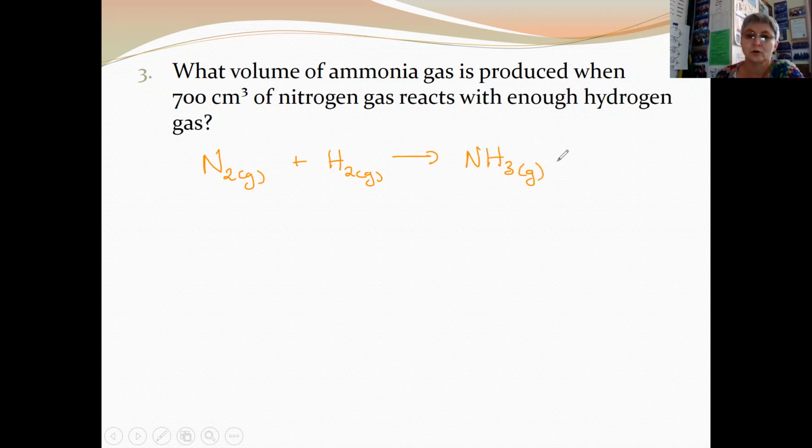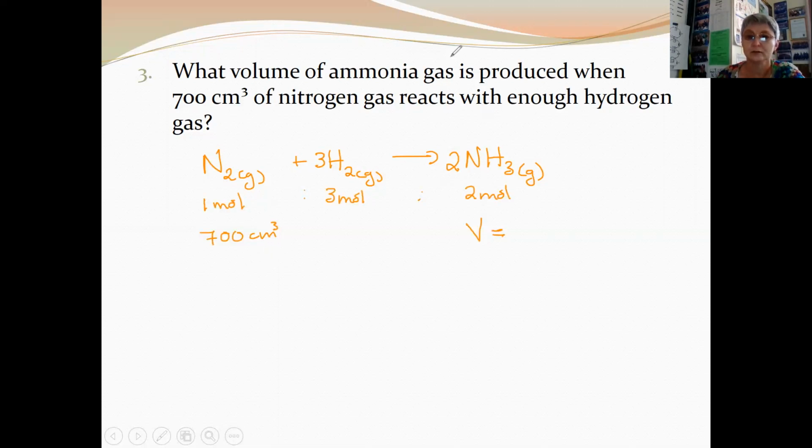This is called a homogeneous reaction when everything is in the same state. We need to balance this reaction. I multiply the ammonia by 2 and the hydrogen by 3. Then it would be a balanced equation. 1 mole of nitrogen will need 3 moles of hydrogen to give 2 moles of ammonia. What volume of ammonia gas will be produced if we start off with 700 cubic centimeters of nitrogen?